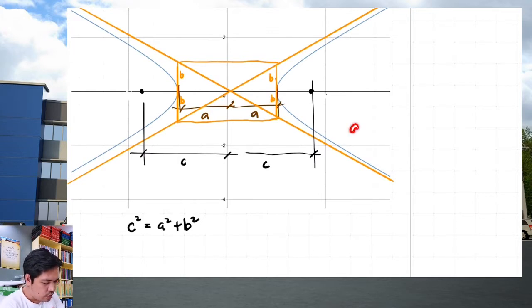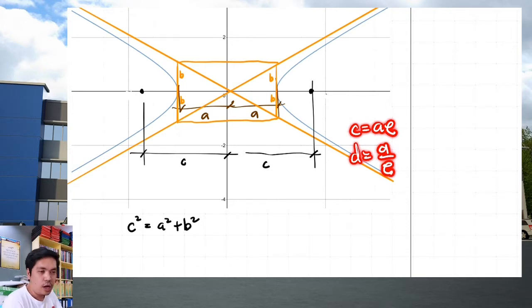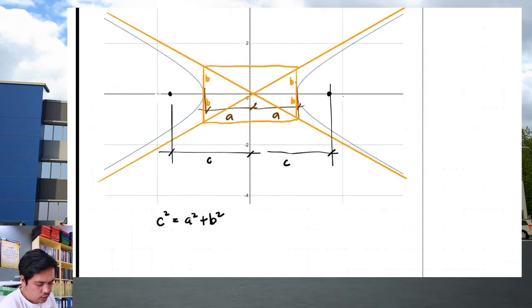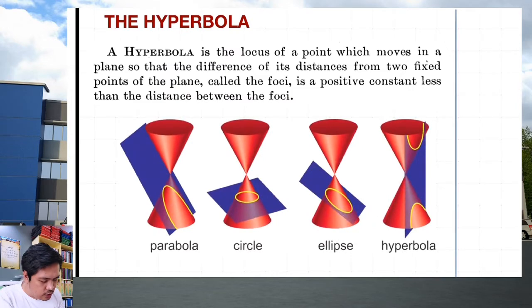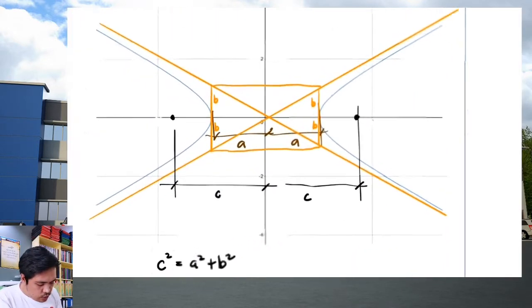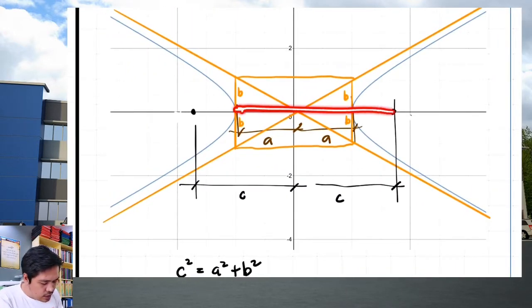The relations C = A times E and D = A over E are the same for conics, I mean for hyperbola. Now, if we consider this vertex here, let us look at the definition of hyperbola first. By definition of hyperbola, the difference of the distances from two fixed points, or the foci, is constant for all points. So this distance minus this distance is constant.